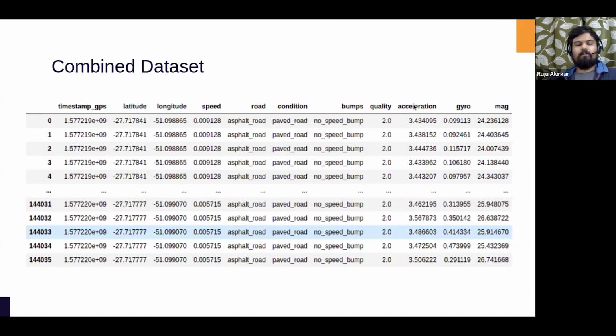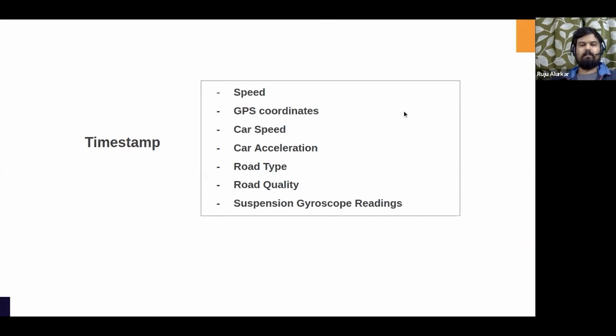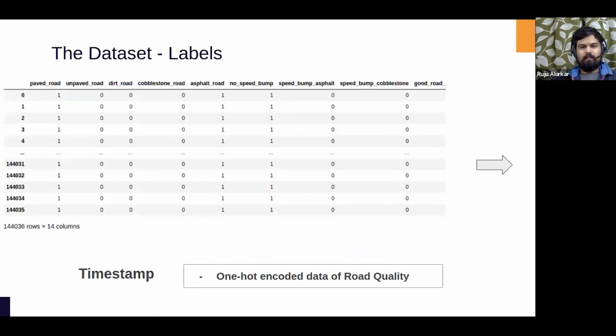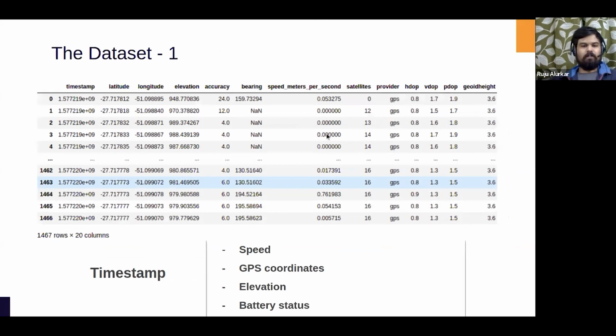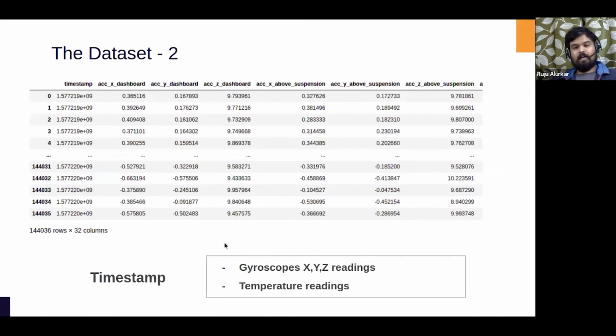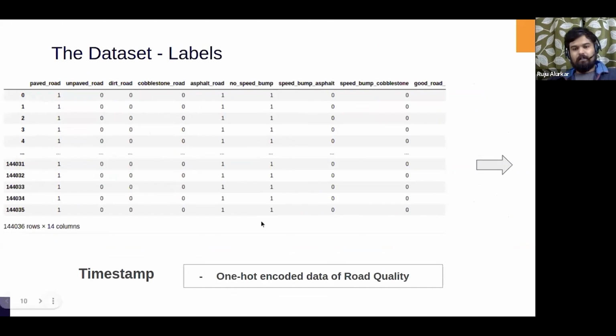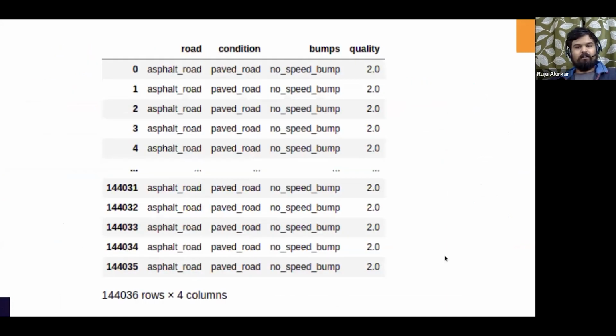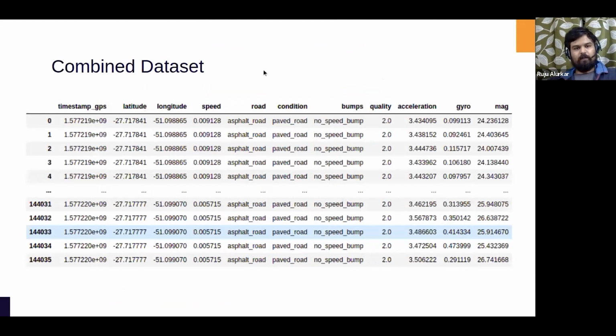Now, once we are done with this, and this is the combined data. So I'll go over this again quickly. You have got your first data set, which is timestamp versus the speed, GPS coordinates, elevation, battery status, and so forth. You have got your second data set, which is the gyroscope readings and the temperature readings at the suspension level and the dashboard level, which I'll explain in a bit. And the third data set, which is the one hot encoded data set of the road quality labels that is converted to a human readable data set. And all of these three data sets, one, two, three, we have combined into one combined data set.